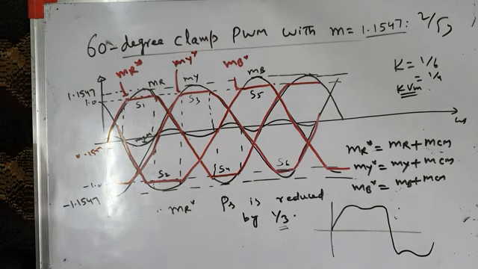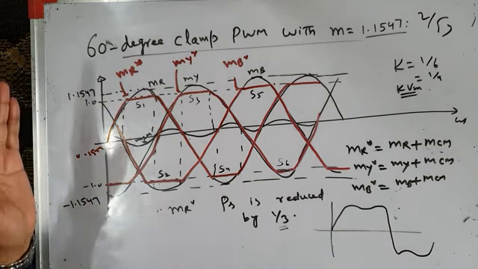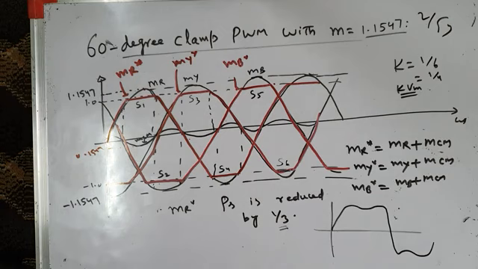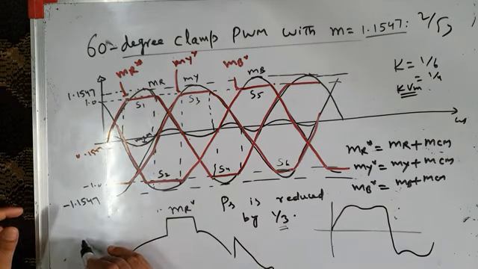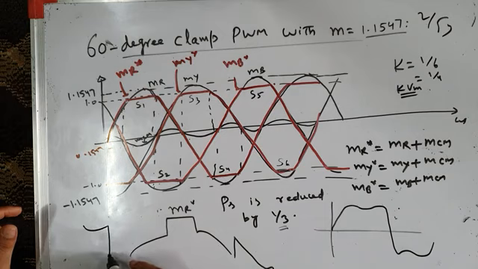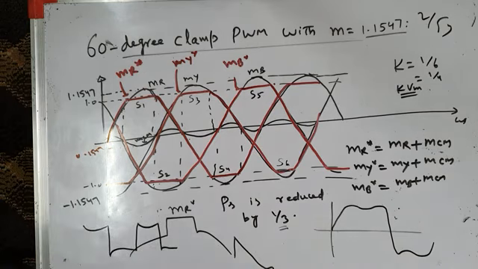One, which we discussed just a few moments back, in which case our modified modulating waves were something like this. This was M R star. It was going like this and like this. But another way is, and what type of common mode signal was injected? This type of common mode signal was injected and added to the original modulating waves.